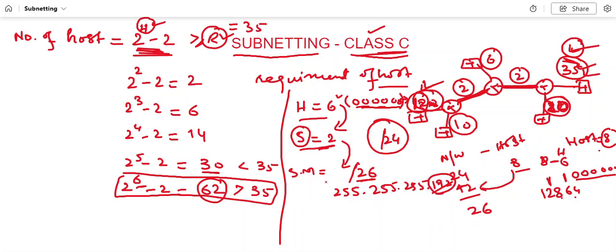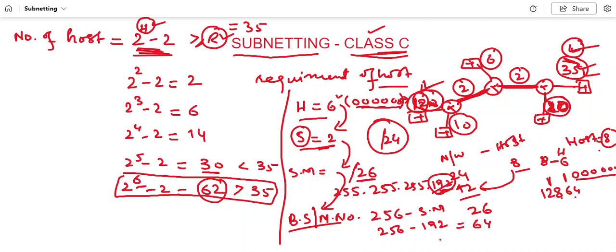So our subnet mask is 192. With the help of this subnet mask, in the next step, we will calculate the block size or magic number. For the block size, we have studied that the formula is 256 minus the subnet mask. The subnet mask value is 192. 256 minus 192, we will get 64. So 64 is the block size or magic number value.